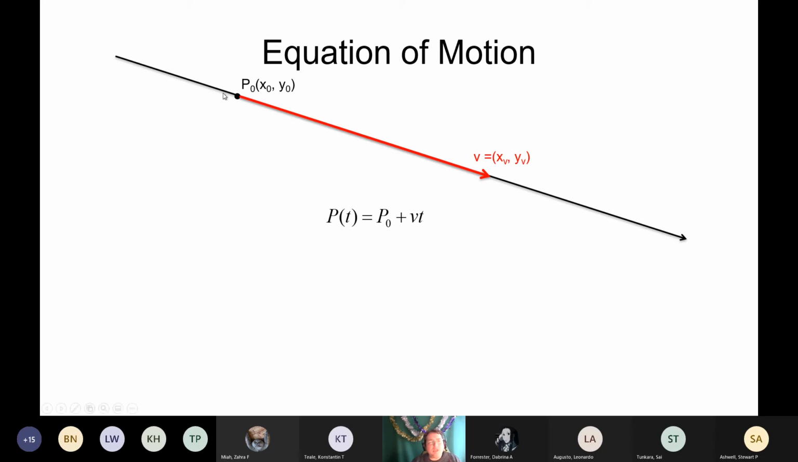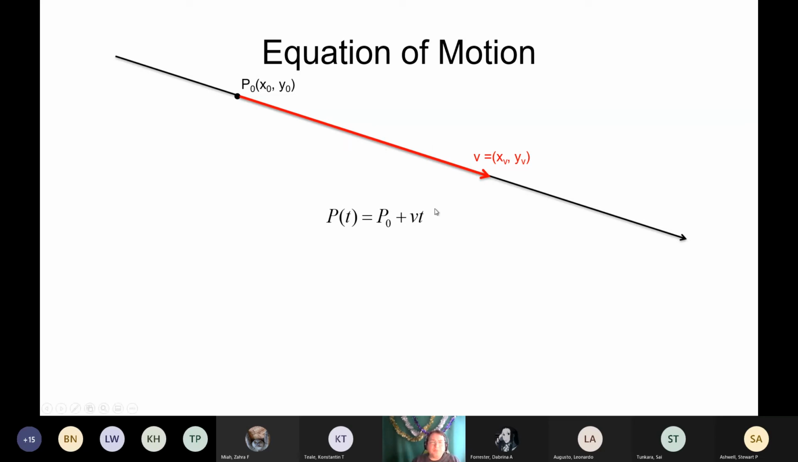Then v is the velocity vector, that's the red vector shown here. Velocity vector shows you how far this object goes in 1 second, how far and in what direction. So velocity is a combination of direction of motion and the speed, how far you go in 1 second, it's the speed, okay?